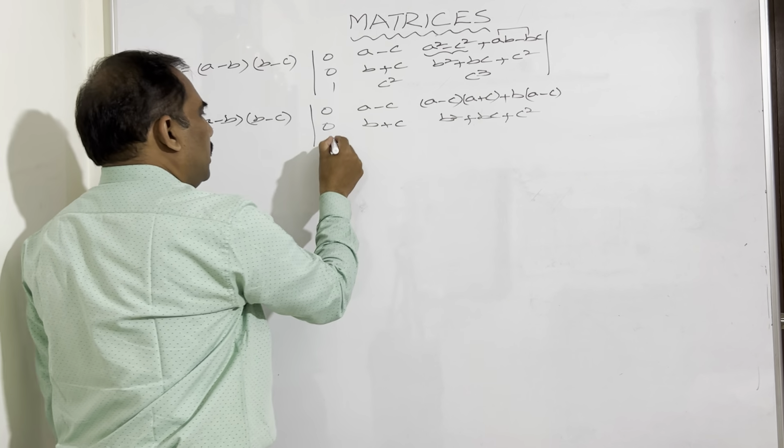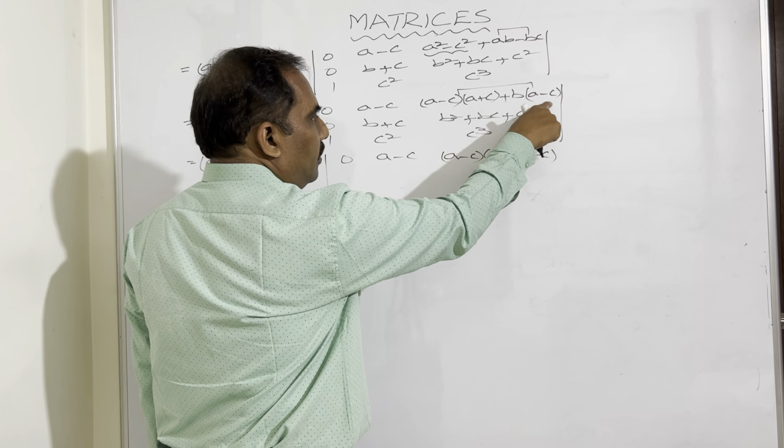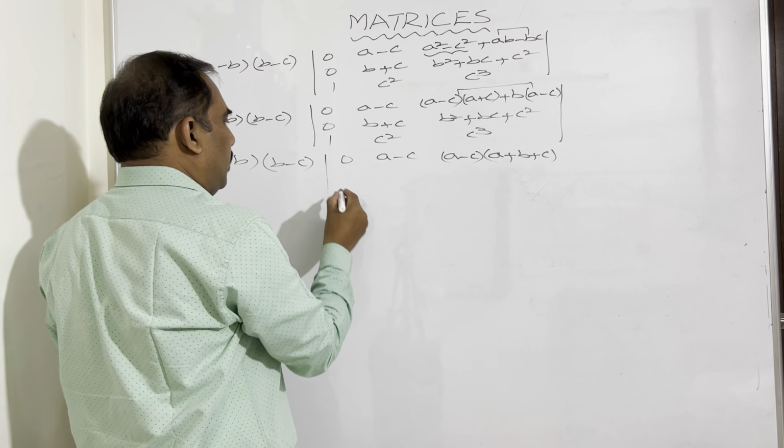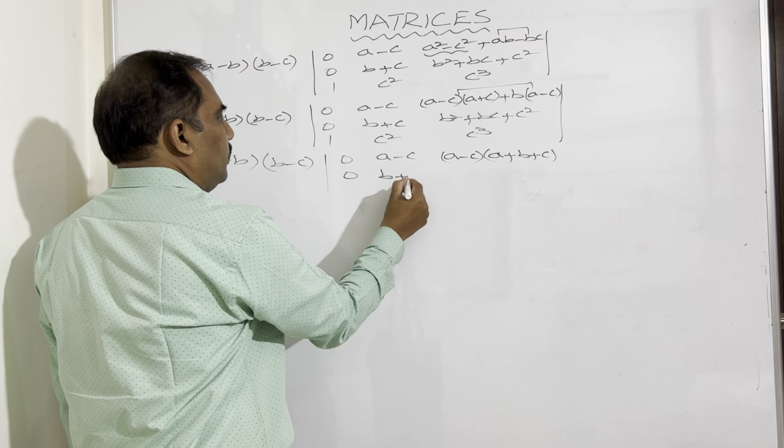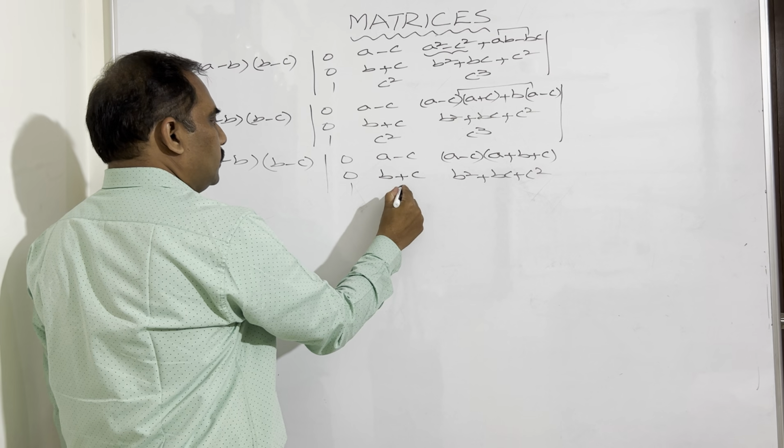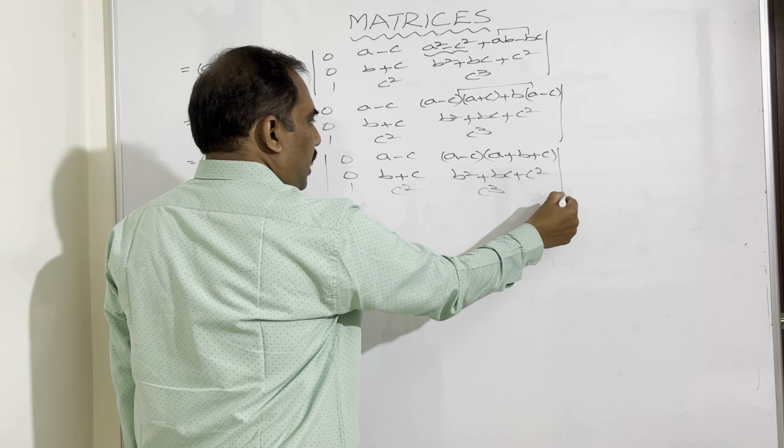Then further, this is equal to a minus b into b minus c. So here 0, and here from these two terms if you take a minus c common, a minus c into, we get here a plus c and here b into 1. So clearly we can write a minus c into a plus b plus c. Here a plus c and b into 1 if you take a minus c common. So here 0, b plus c and b square plus bc plus c square, and 1, c square, c cube, writing as it is.